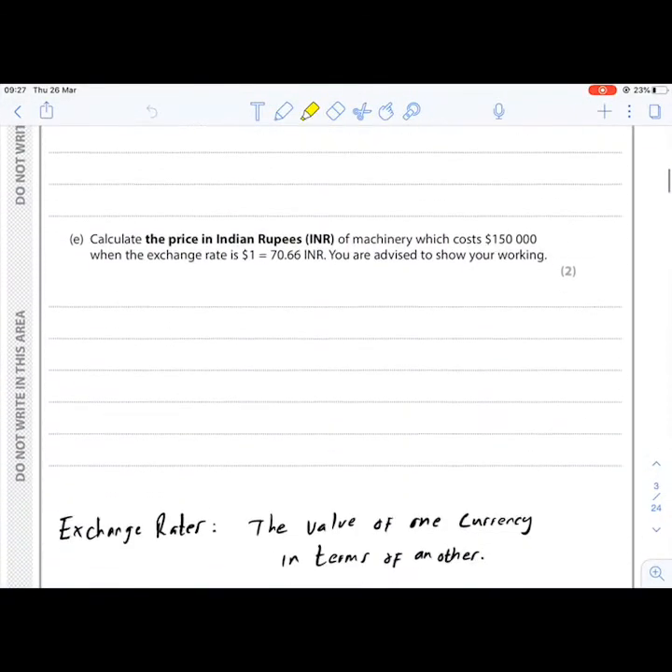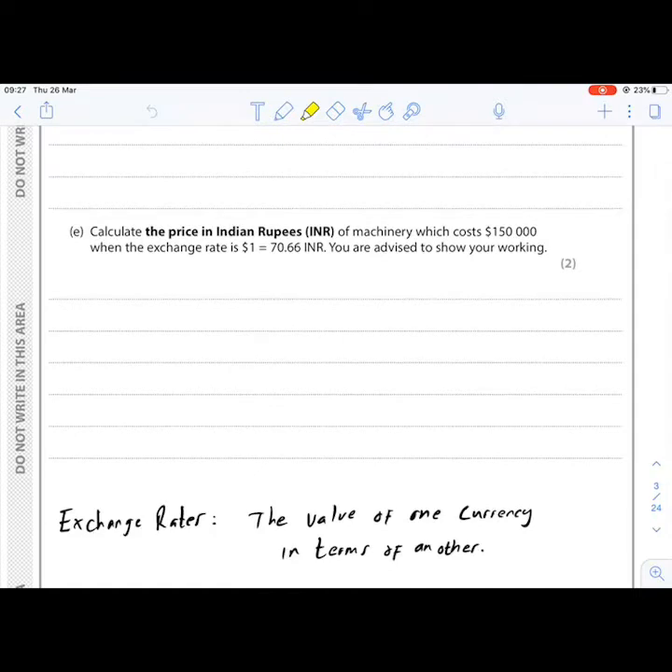Okay, the next question. Calculate the price in Indian rupees of machinery which costs 150,000 US dollars when the exchange rate is $1 to 70.66 Indian rupees. Now, you are advised to show your working out, so that's really important.